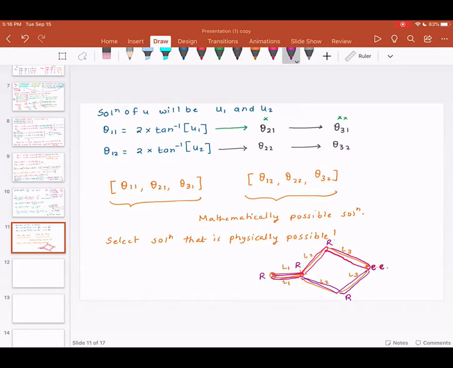Okay, before I solve the next problem, are there any questions on this problem? Yes, theta 1, theta 2, which means u1 valid, u2 valid.